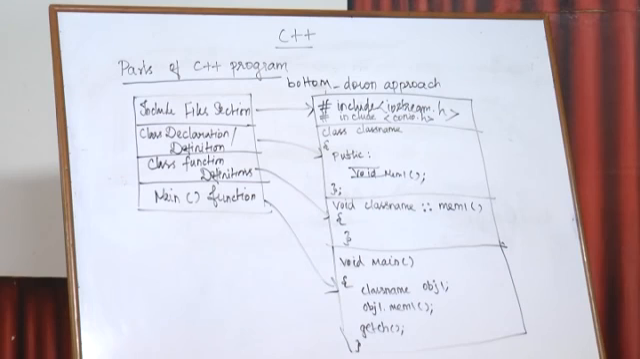Now I'm going to explain the parts of a C++ program. The parts of a C++ program include 4 sections. One is the file section, another is the class declaration or definition section, the third is the class function definitions, and the fourth is the main function definition. So these are the 4 parts playing the main role in a C++ program.